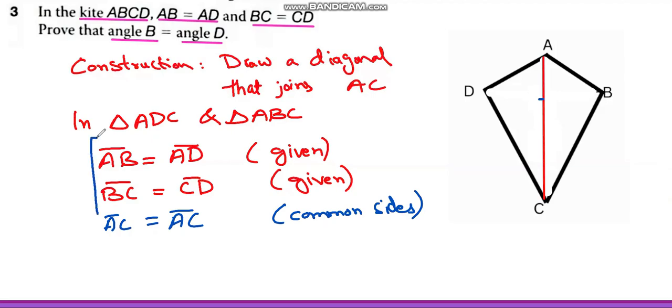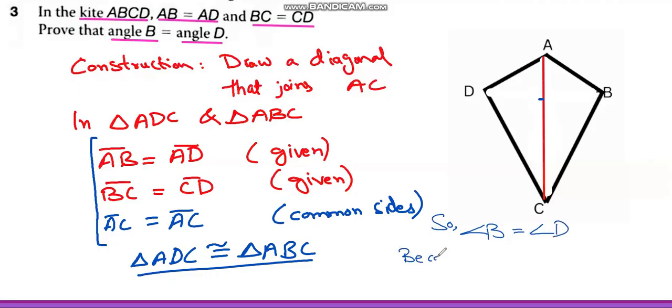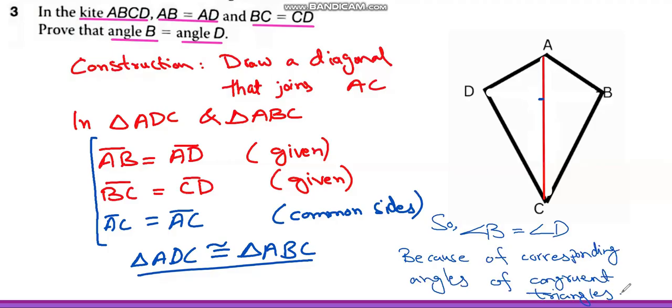So after proving three equal corresponding pairs of sides, we can write that the triangle ADC is congruent to the triangle ABC. As we know that in congruent shapes, all the corresponding parts, meaning angles or sides, are equal in length. So we can write that angle B will be equal to angle D because of corresponding angles of congruent triangles. Now let's proceed to the next question.